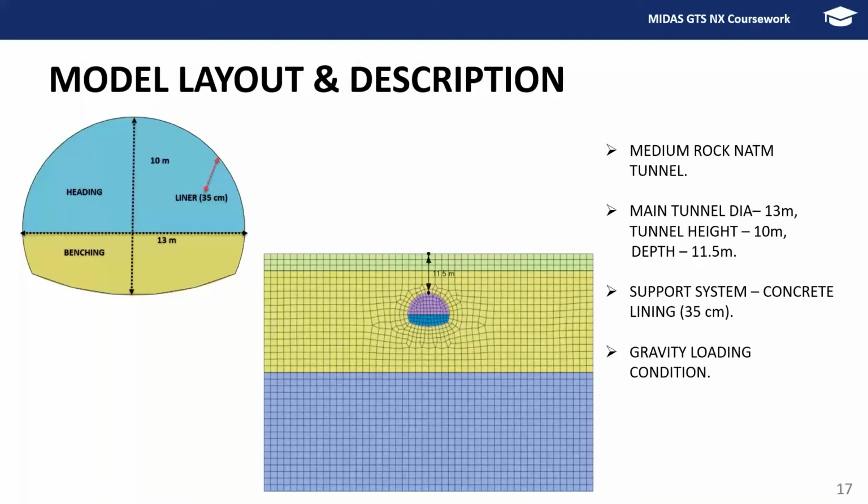So we have for the support system a liner that is 35 centimeters thick, and the depth of the tunnel is around 11.5 meters from the surface. And for loading condition, we have only considered gravity and the additional loads imposed by the seepage water.